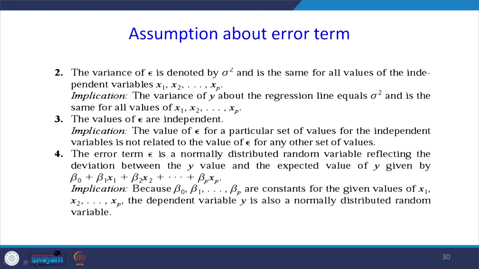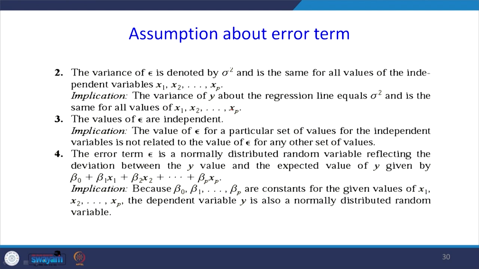then only is there a meaning for comparison. The third assumption is the values of epsilon are independent. What are the implications? The value of epsilon for a particular set of values for the independent variables is not related to the value of epsilon for any other set of values. In another way, the error terms are independent. When you plot that error term, there should not be any pattern, whether increasing or decreasing. That is the meaning of this third assumption.